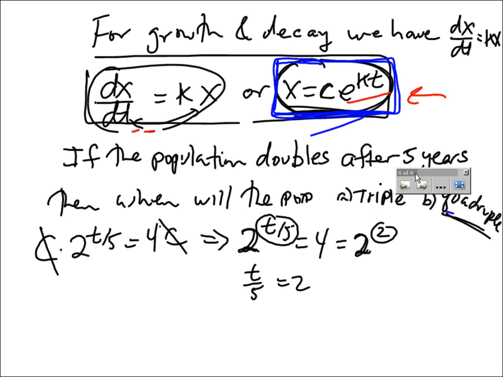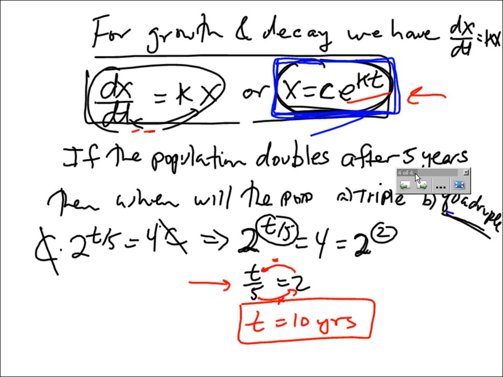Now this equation is very simple to solve. 5 times 2, which is 10, is equal to t. It will take you 10 years to quadruple. 5 years to double, 10 years to quadruple.